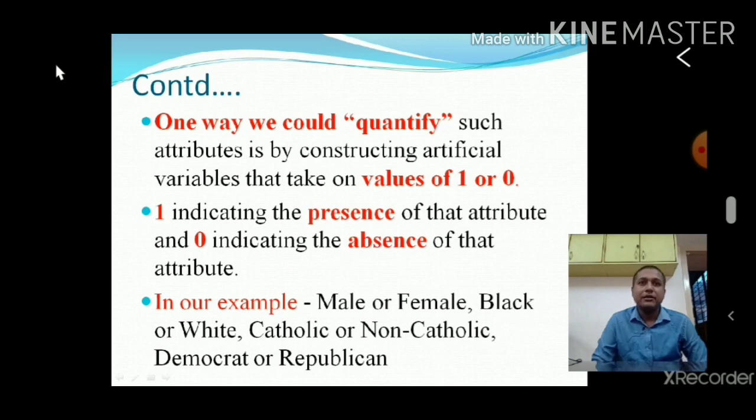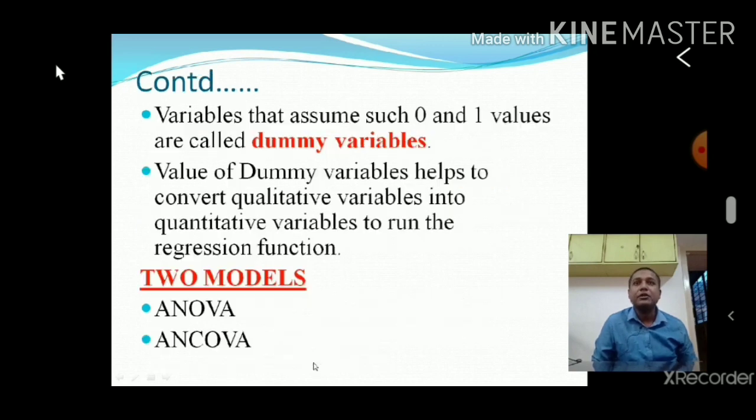If you take religion as a variable and we have two options like Catholic and non-Catholic, if Catholic is 1 as a value, non-Catholic will become 0. If it is party affiliation and we have two options, Democrat and Republican, if Democrat is 1, Republican will become 0 as a value.